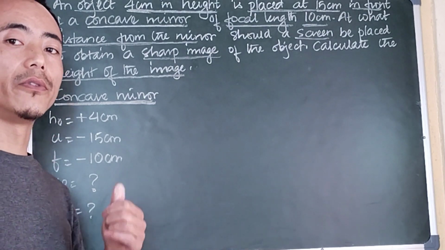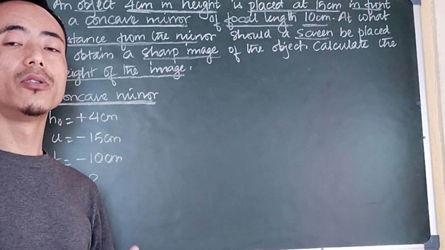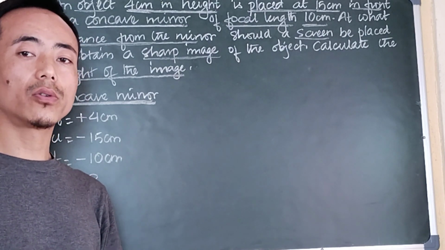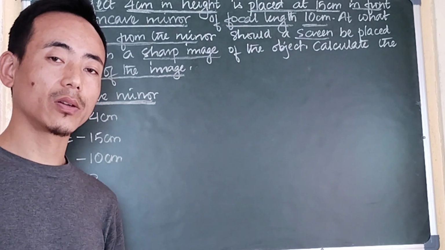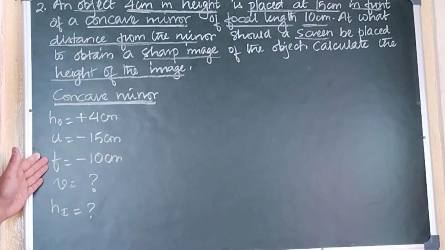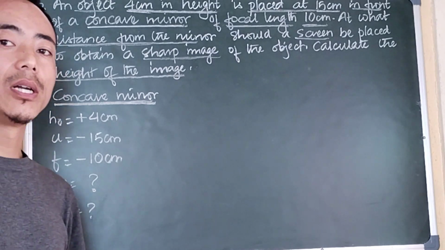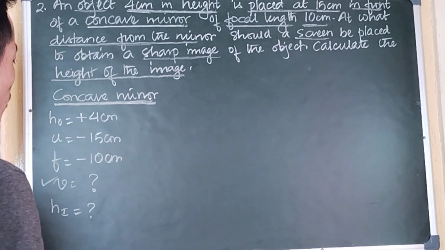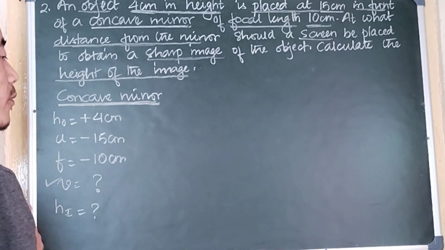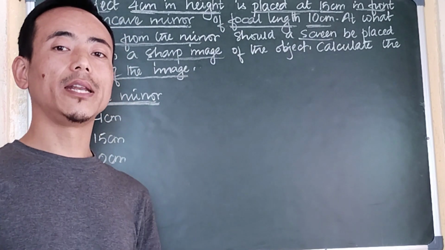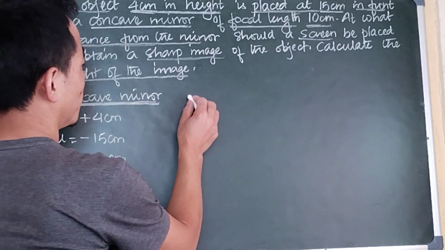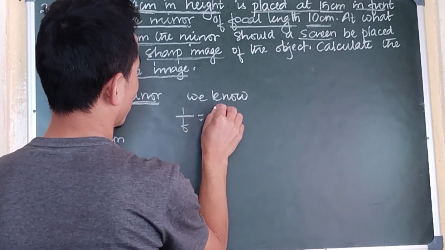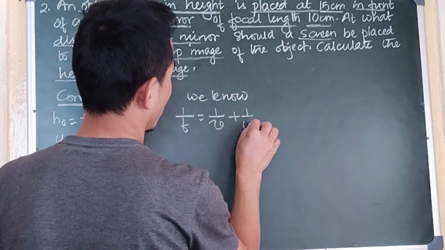Those who have not checked the video on sign convention, I am reminding you again, please go through that video first. Understand sign conventions and then you can solve numericals. Don't jump into the numericals directly. Alright, so these are the things that are given, and these are the two things that we have to find out. Now how can we find the first parameter, that is image distance? We are given u and f and we have to find v. There is only one formula which relates these three, and that is our mirror formula. You can write down, we know 1/f = 1/v + 1/u.